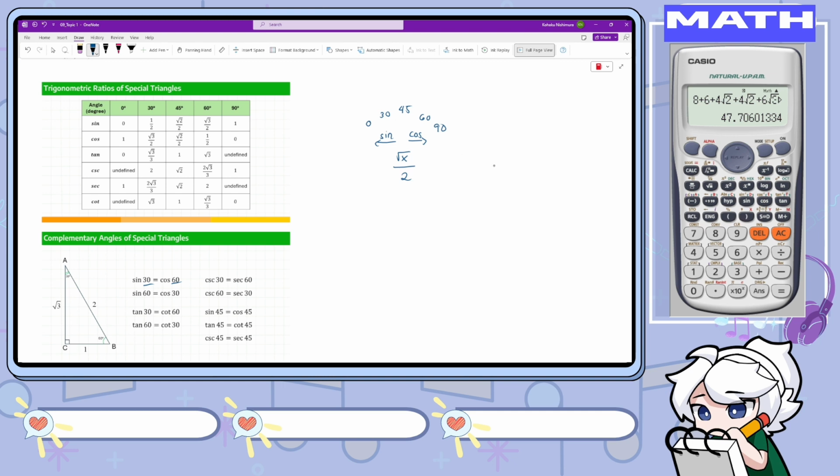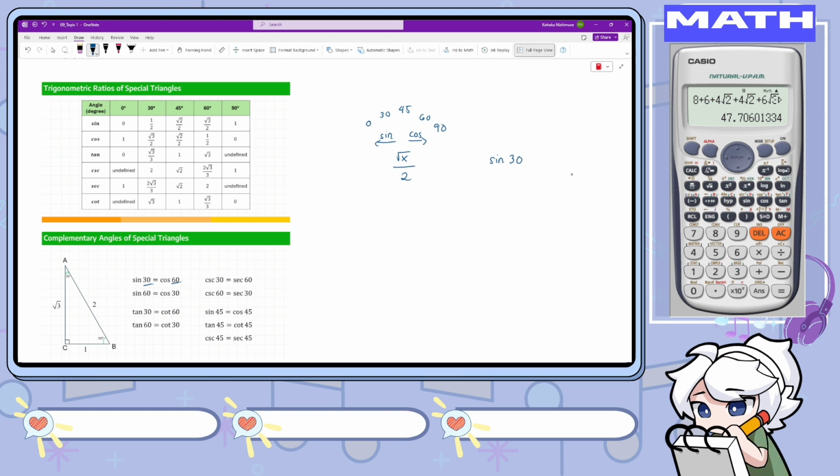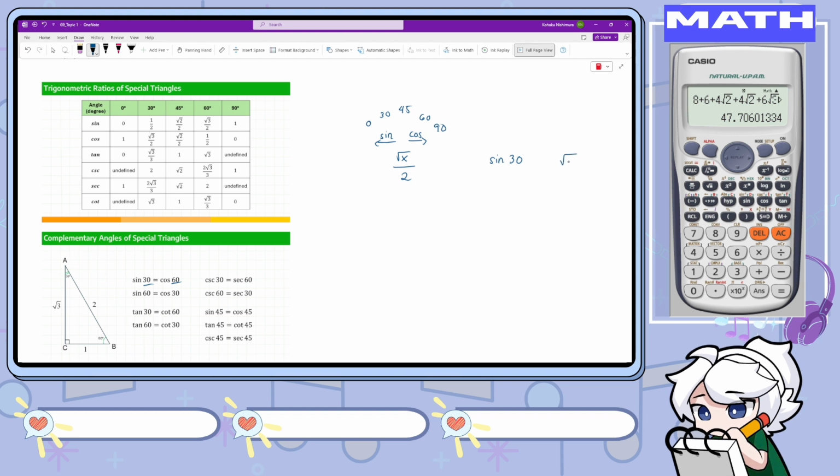If I want to say what is sine 30, first look at where 30 is. So wherever 30 is, bring that finger down and then look to the left. How many fingers to the left? That is 1. So replace x with 1. So that will become like this, right? So square root of 1 is 1. And if we check, sine 30 is indeed 1/2.